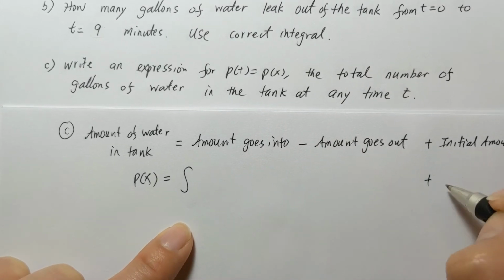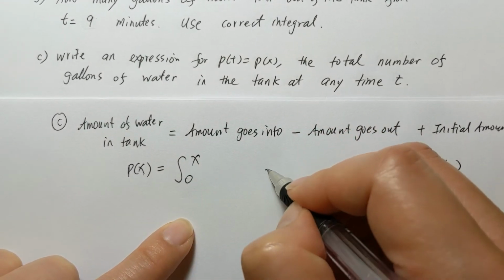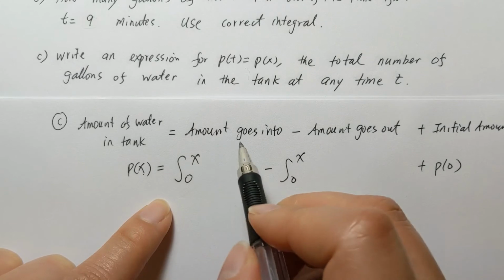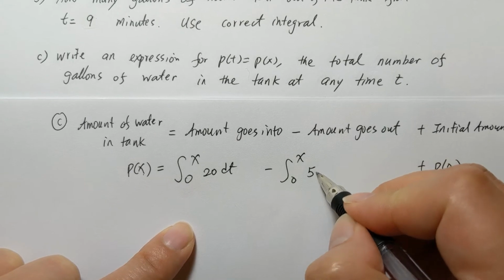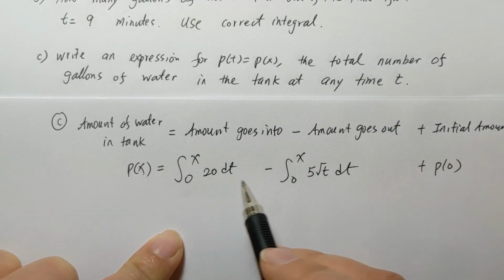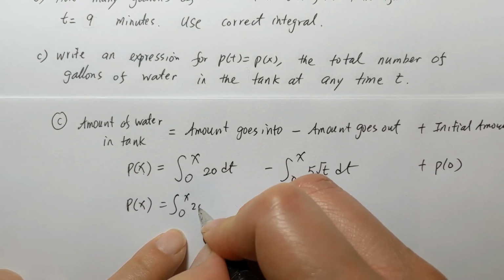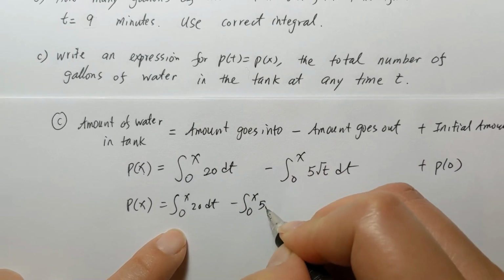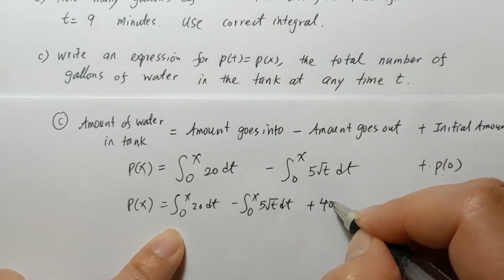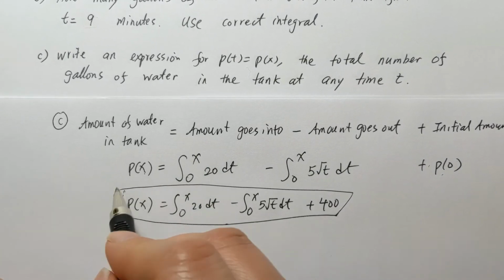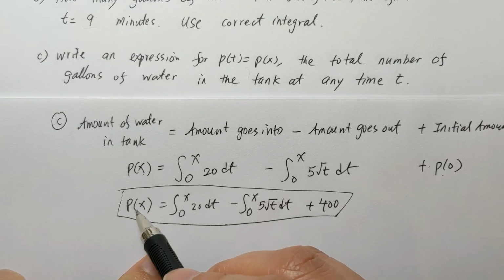We know the initial amount is P of 0. Here we put 0 to x. The rate that goes in is 20, so we put 20 dt. The rate that goes out is 5 square root t, so we put 5 square root t dt. Now we have these relations, and P of 0 equals 400. This will be the equation representing the amount of water in the tank at any time t.